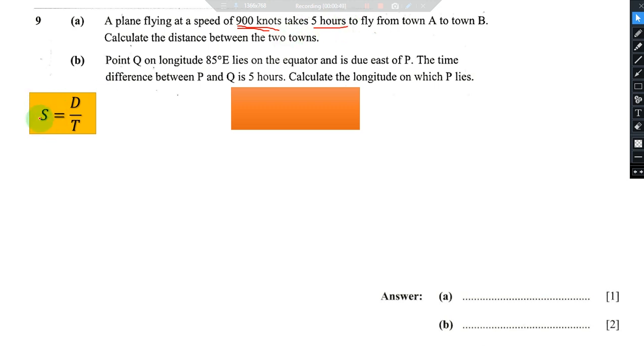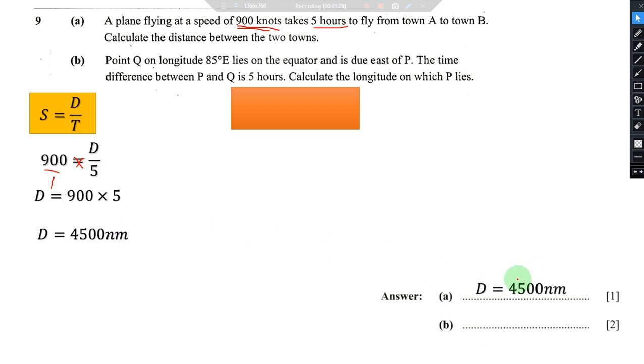Where there is S, that represents speed, so we're going to put 900. And where there is T, that represents time taken, so 5 hours. Then distance is what we are calculating. Then we cross multiply. So over 1 where there is 900. Then we cross multiply. So 1 times D is D. Then 900 times 5. So 5 times 0, 0, 5 times 0, 0. Then 5 times 9, that's a 45. So 4,500 nautical miles. That is your distance. Okay? Don't forget to write it on the answer grid.